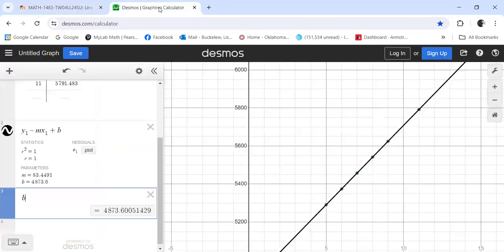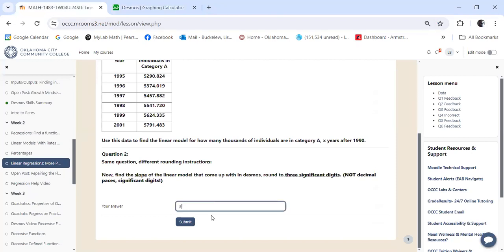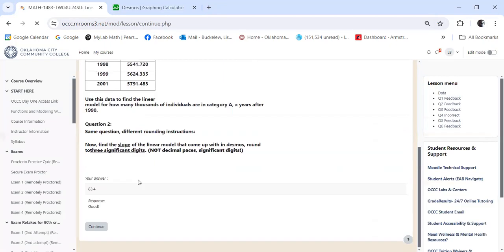If we go back and look at the slope, the very first number is an 8. So that's my first significant digit. The 8, the 3, and the first 4 are 3 significant digits. I need to know how to round that 4 by looking at what follows it, which is another 4, which means the first 4 should not round up. It should stay there. So 3 significant digits would be 83.4. See, 1, 2, 3. So we will submit that.